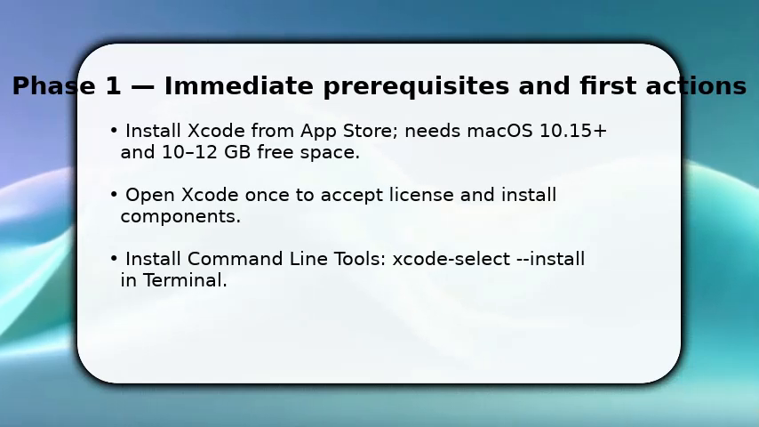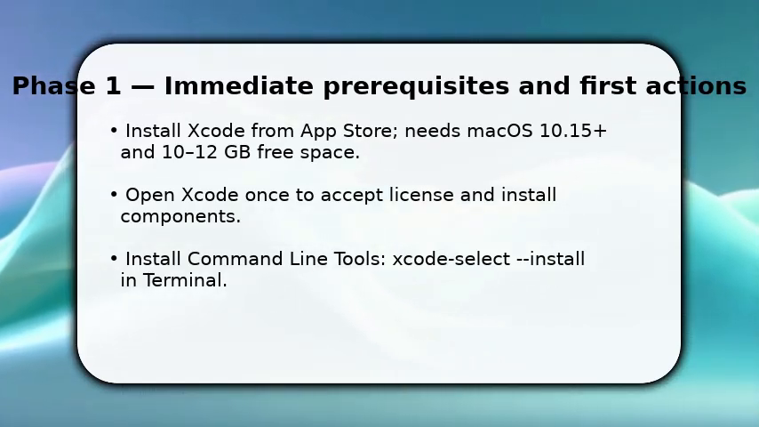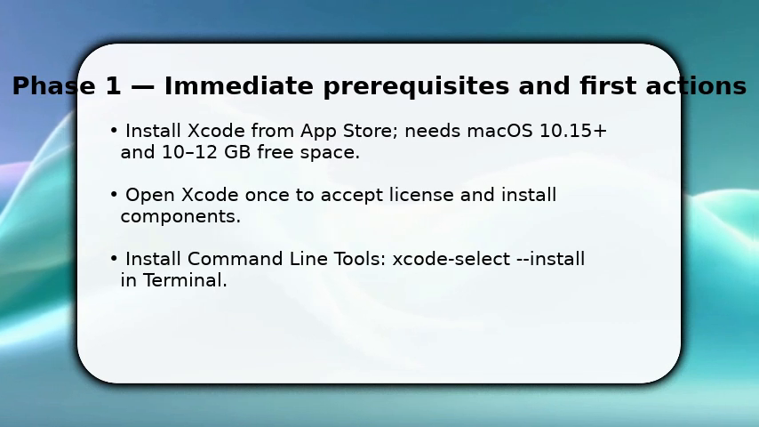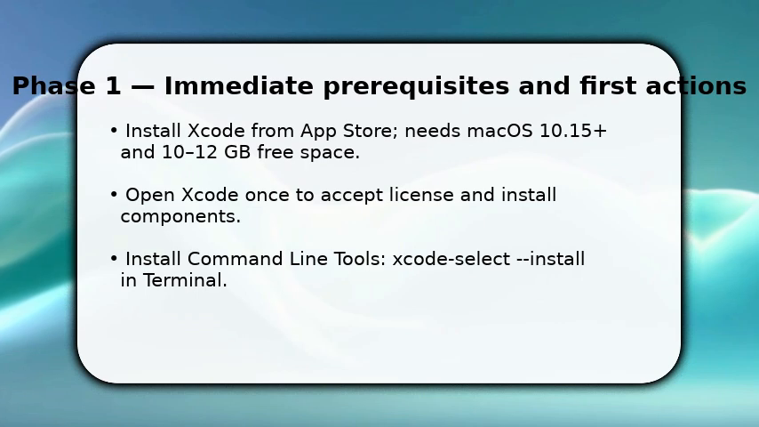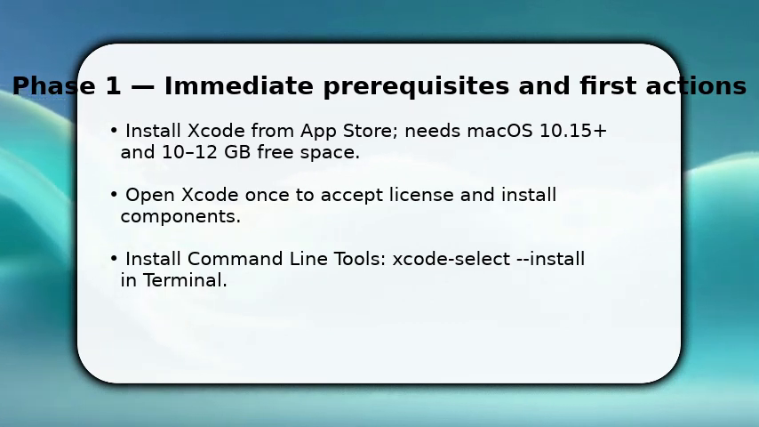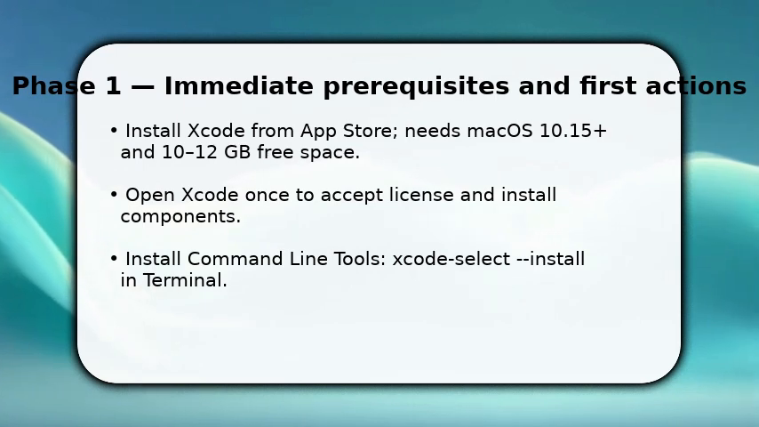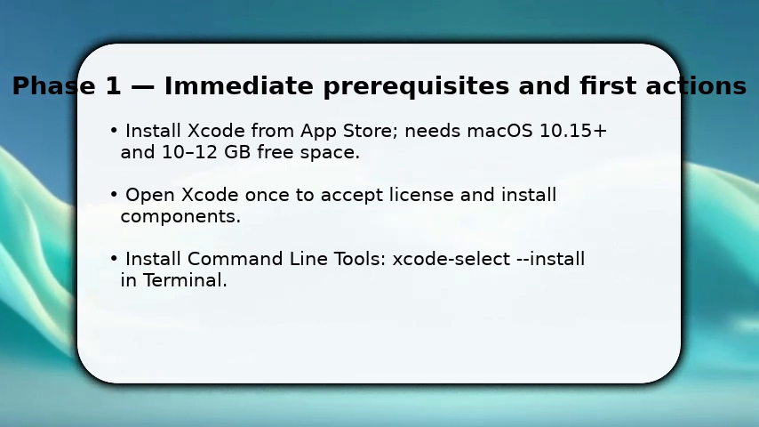You'll begin by confirming prerequisites and taking the first actionable steps. Install Xcode from the App Store and open it once so the license and components install. Once done, install command line tools with xcode-select --install in Terminal. This gives you Clang and Make. Make sure your macOS meets the minimum version and that you have sufficient disk space. This step unlocks the compilers you need for C++ projects and prevents build failures later on.